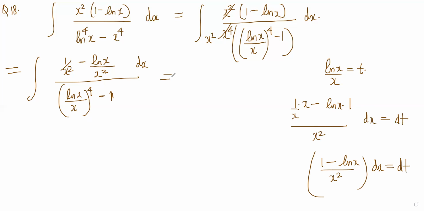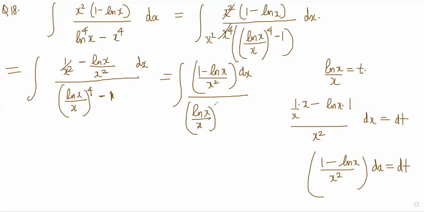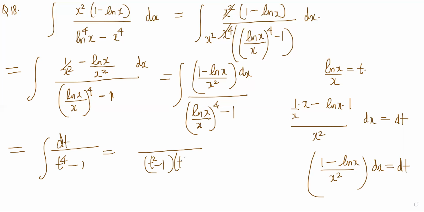Now, clearly here you have on top (1 minus ln x) by x square multiplied by dx. And what you have on the bottom is (ln x by x) whole power 4 minus 1, right? So the top part easily works out, and it becomes dt by t power 4 minus 1, right? And that is equal to dt by (t square minus 1)(t square plus 1). Now you can split it in partial fractions.